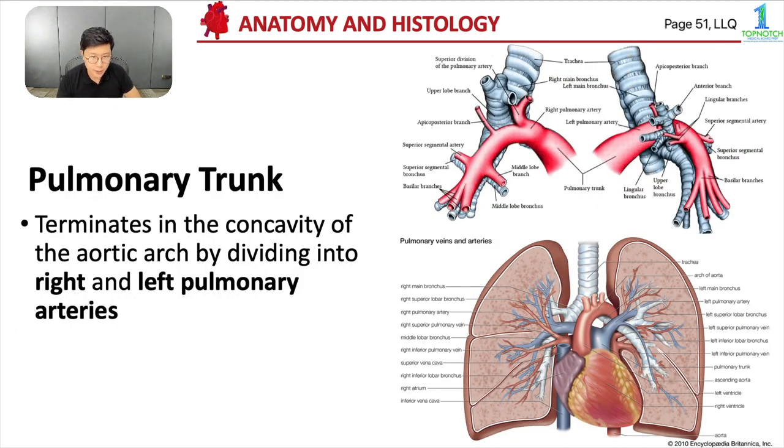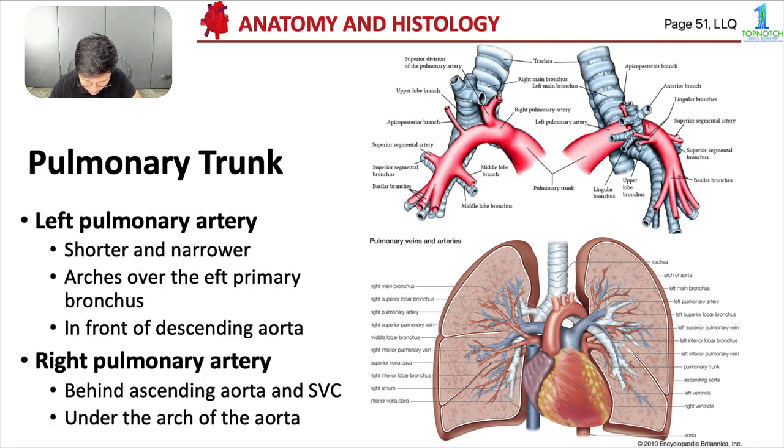Next, you have your pulmonary trunk. So this is the pulmonary trunk. It terminates in the concavity of the aortic arch by dividing into right and left pulmonary arteries.